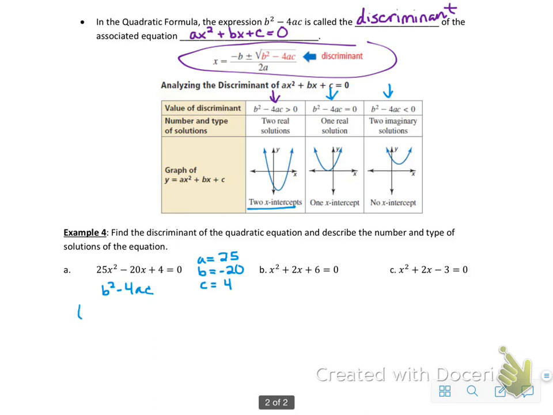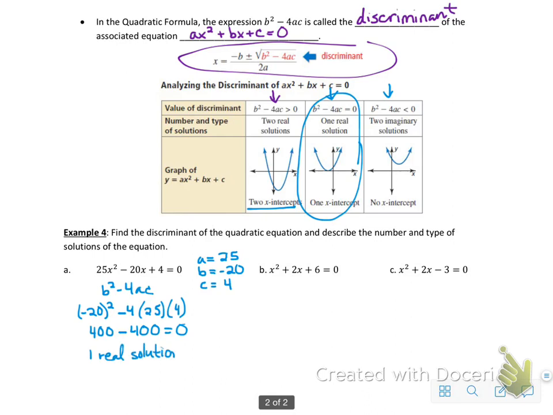B squared, so negative 20 squared, notice I put everything in parentheses still, it's a good habit to get into, minus 4 times 25 times 4. Well, if you were to put that in your calculator, negative 20 squared is 400. And 4 times 25 times 4 is also 400. And that equals 0. Well, what happens whenever b squared minus 4ac equals 0? You get one real solution, and that is the answer. So one real solution. And that's what we needed.